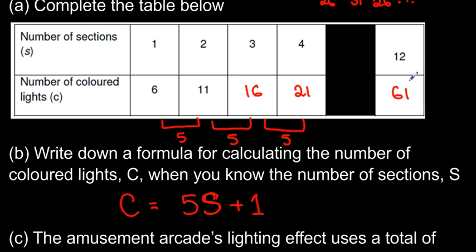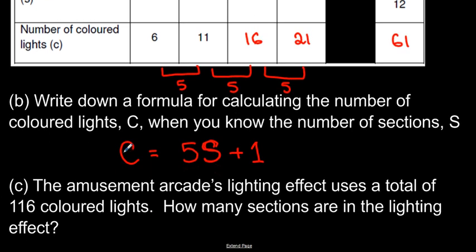Now I can go back to my 12 and say 5 12s are 60, and if I add on 1 I get 61. So I've definitely done that correctly. What you could have done as well is just left that blank for a moment until you work this out, and then made it a little bit easier on yourself.